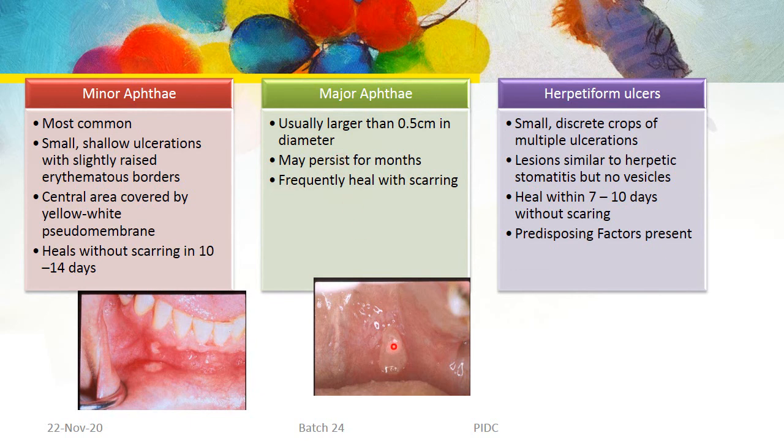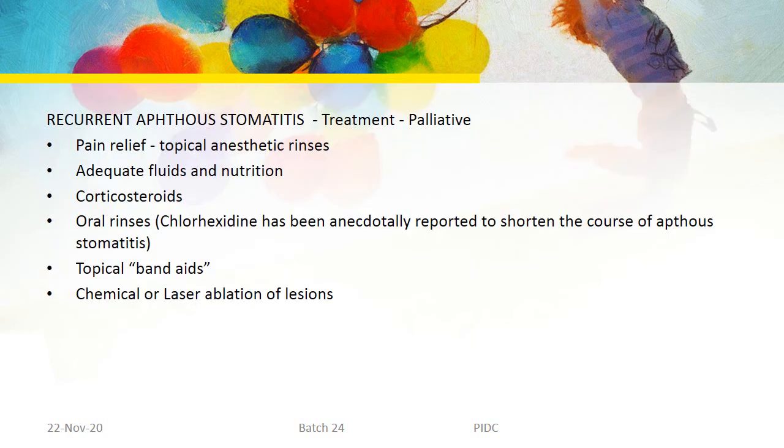Whereas major ulcers are usually larger than 0.5 centimeter in diameter, persist for many months, and frequently heal with scarring. Herpetiform ulcers are small discrete crops of multiple ulcerations. Lesions are similar to herpetic stomatitis, but there are no vesicles. It heals within 7 to 10 days without scarring. Predisposing factors may be present. The treatment for this is palliative. Pain relief, topical anesthetic rinses, adequate fluids and nutrition, corticosteroids, oral rinses, topical band-aids, and chemical or laser ablation of the lesions can be done.